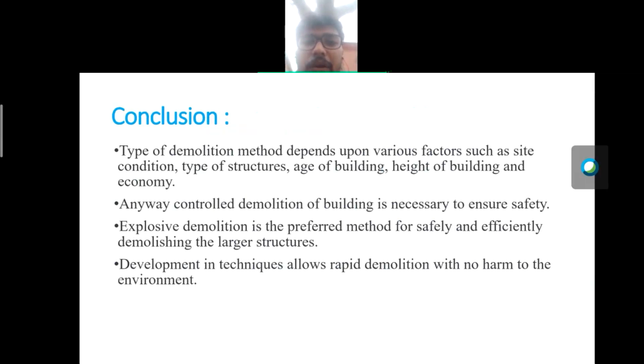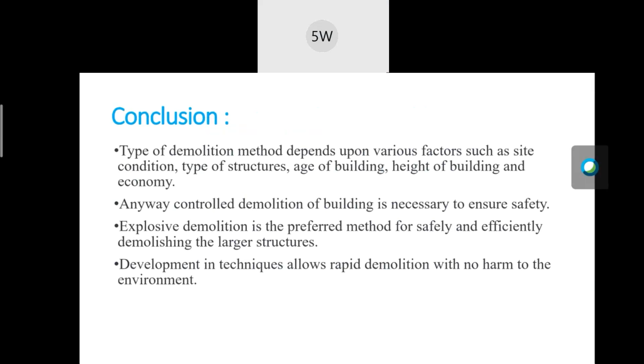Conclusion. The type of demolition method depends upon various factors such as the site condition, type of structure, age of building, height of building, and the economy. Anyway, controlled demolition of the building is necessary to ensure safety. Explosive demolition is the preferred method for safe and efficient demolishing of larger structures. Development in the technique allows rapid demolition with no harm to the environment. Next slide.